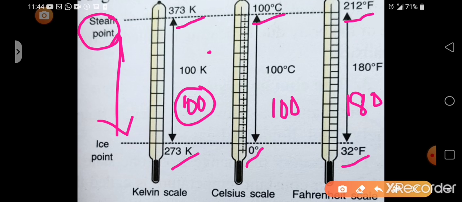Each division is called a degree Fahrenheit, and it is written like this. Degree Celsius we can write like this. On the Kelvin scale, we write the temperature like this, 100 Kelvin or 23 Kelvin. There is no degree.